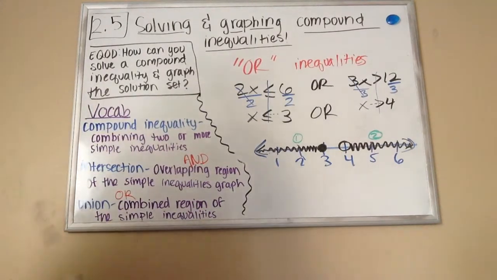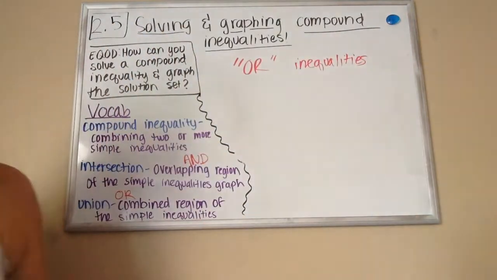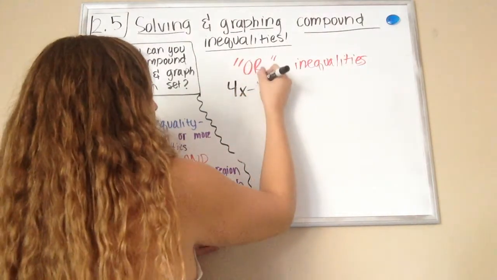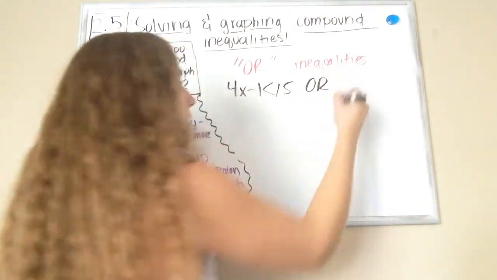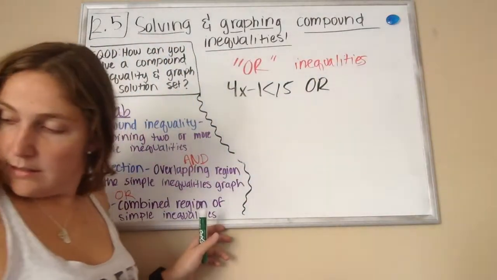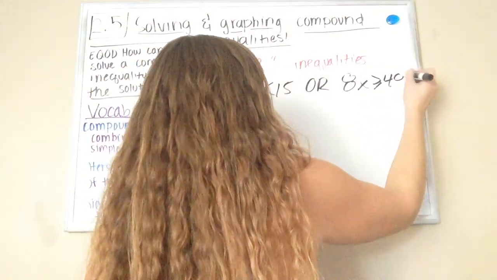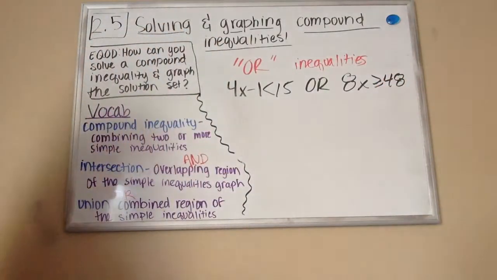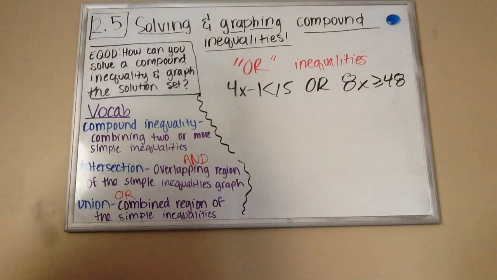Now the one that I want you to complete on your left-hand side is going to be 4x minus 1 is less than 15, or x is greater than or equal to 48. And you're going to graph those out. Awesome. So pause the video, complete those on your left-hand side, and then come on back when you're ready.